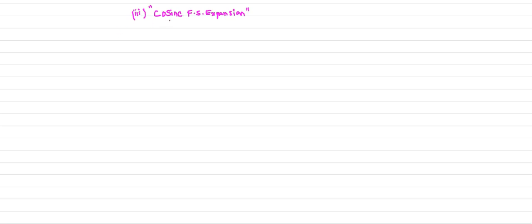So cosine Fourier series expansion, how can you represent f of t? So this is your f of t. f of t is equal to your DC value a0 plus sigma n equal to 1 to infinity, an cos n omega naught t plus bn sin n omega naught t. So this is your trigonometric Fourier series expansion.